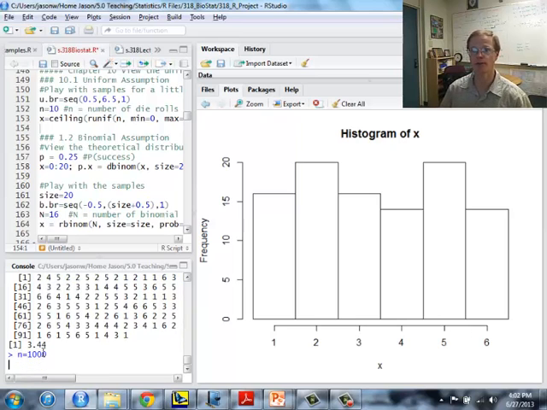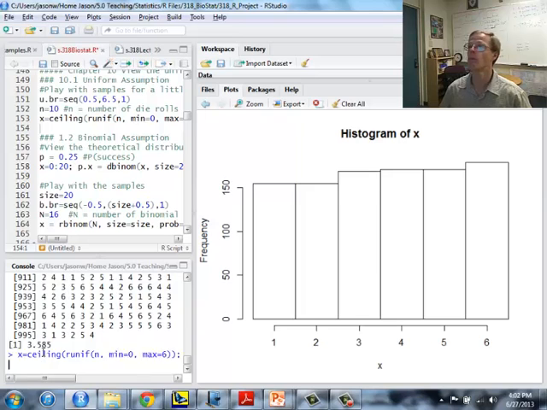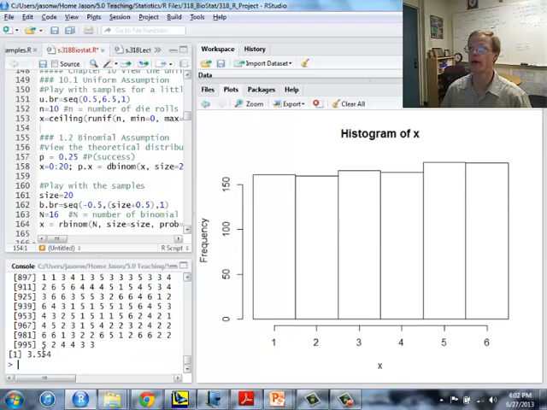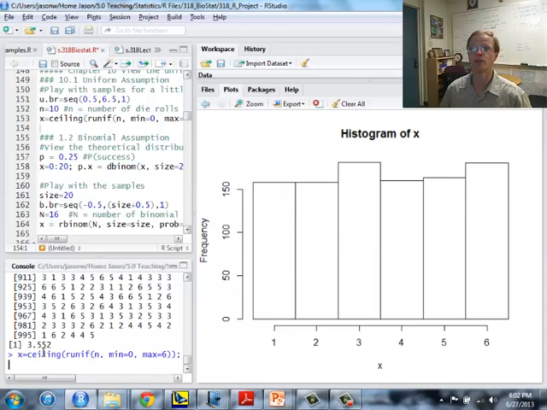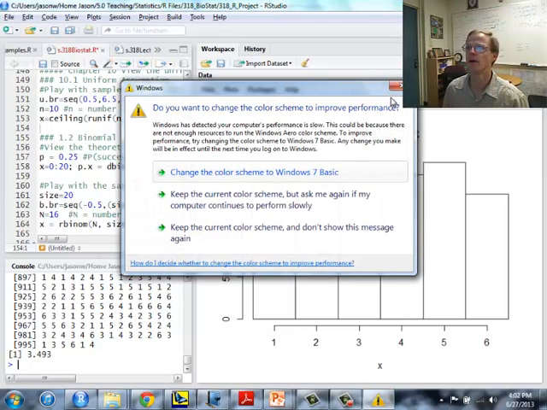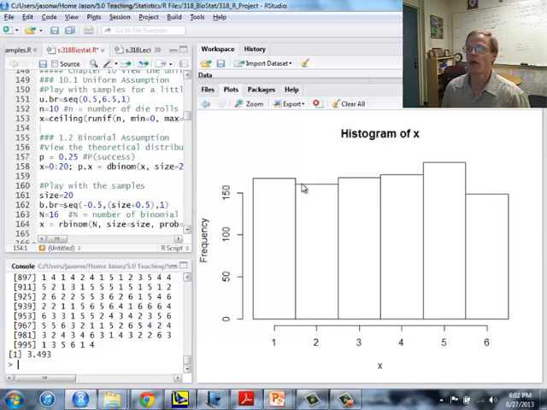Let's kick it up to 1,000. And now what do we see? Not too bad. Not too bad. Okay, so that's what we get with this single die rolled multiple times. That is not the central limit theorem. That's the law of large numbers. The law of large numbers says that the empirical probability distribution is going to approach the theoretical, and that's what we're seeing.